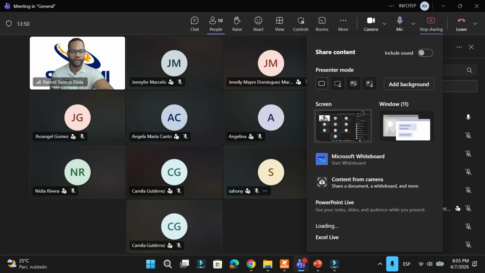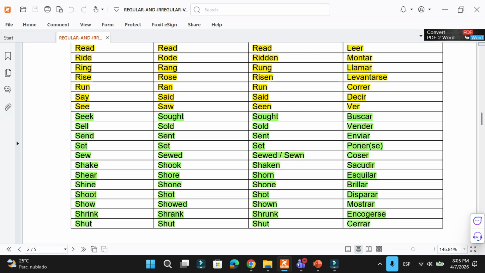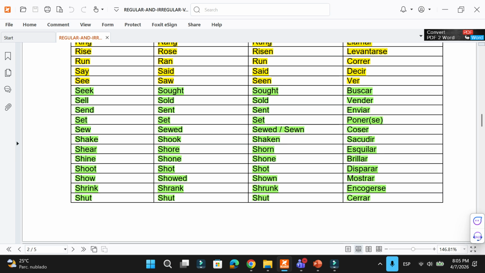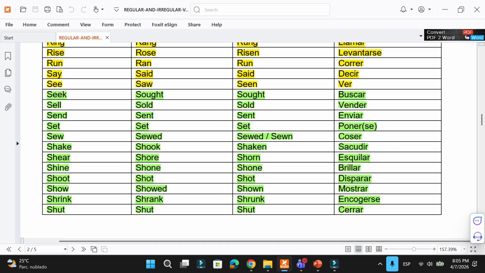Let me show you which verbs you have to study for this week. For this week, we're going to study the verbs highlighted in green, which are seek, sell, send, set, sue, shake, shear, shine, shoot, show, shrink, shot.